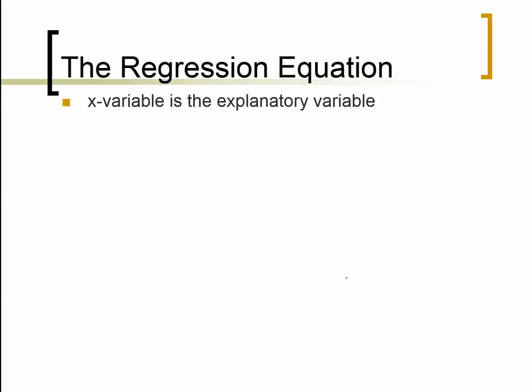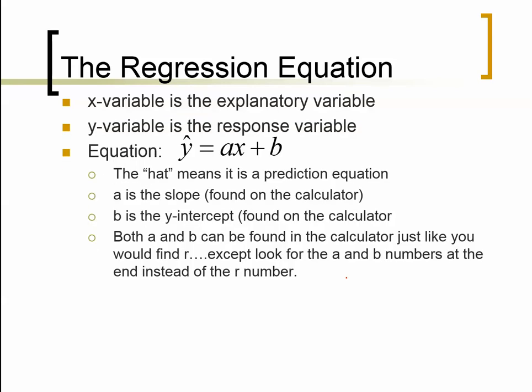The x variable in a regression equation is the explanatory variable, and the y is the response. So for the equation y hat equals ax plus b, the hat means it is a prediction equation. A is the slope. We're going to find this in the calculator, and I'll give some examples next. B is the y-intercept. This value is also found in the calculator. Both A and B are found just like we would find R.